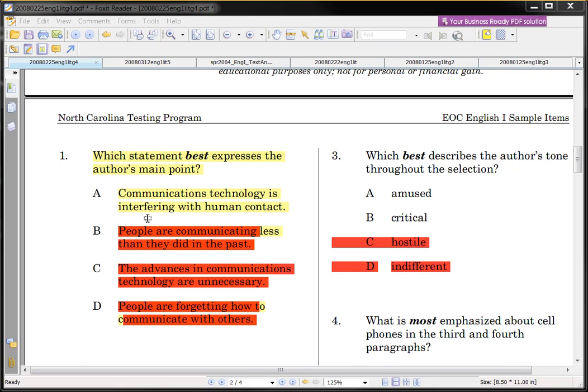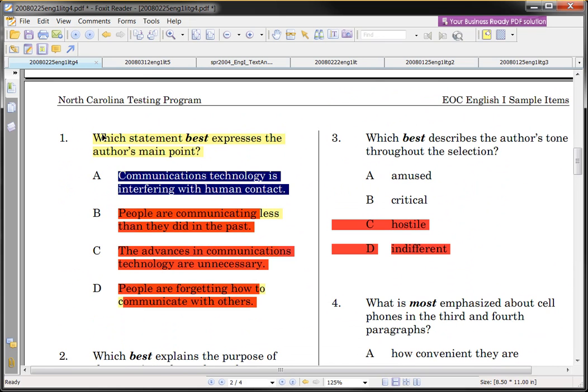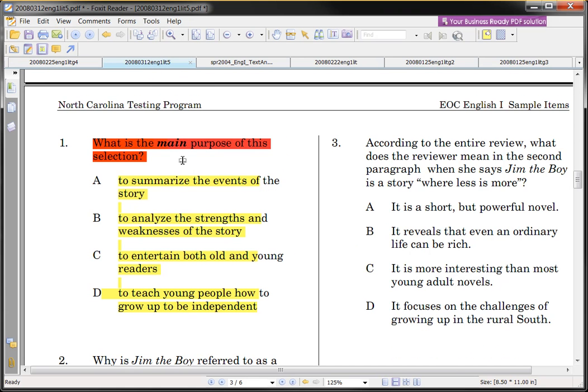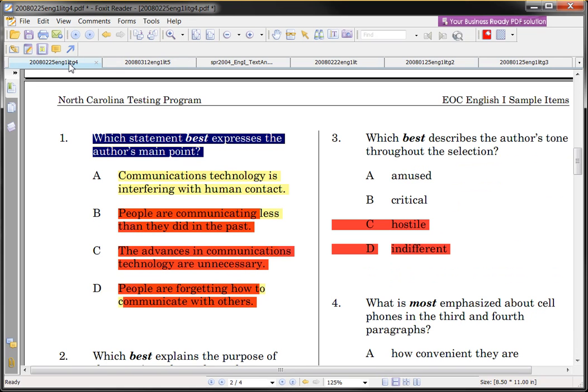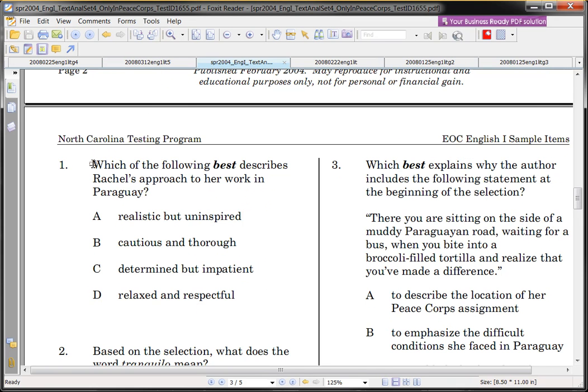Question number 1 for this textual analysis section. Which statement best expresses the author's main point? Okay. Here's another section. What is the main purpose of this selection? Alright, so these are 2 different questions, but they sure are similar. Expresses the author's main point. This one, main purpose of the selection. Let's take a look at a different one. Which of the following best describes Rachel's approach to her work in Paraguay? Okay, that's not exactly similar.